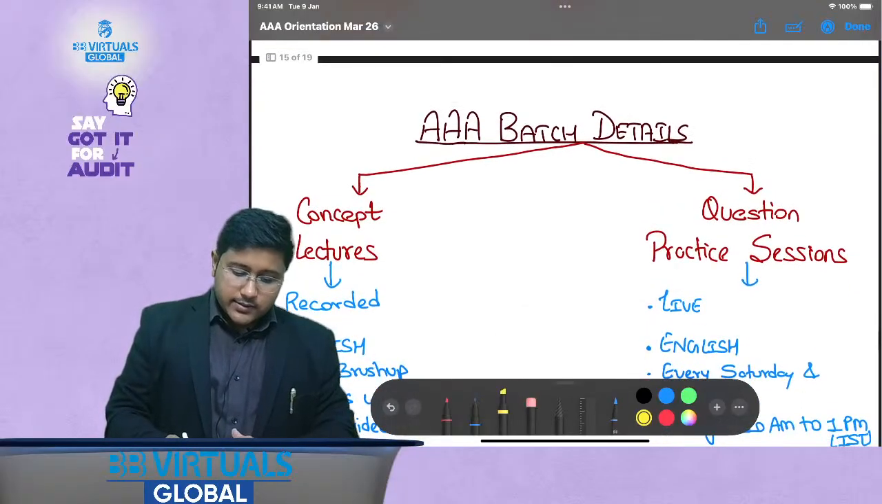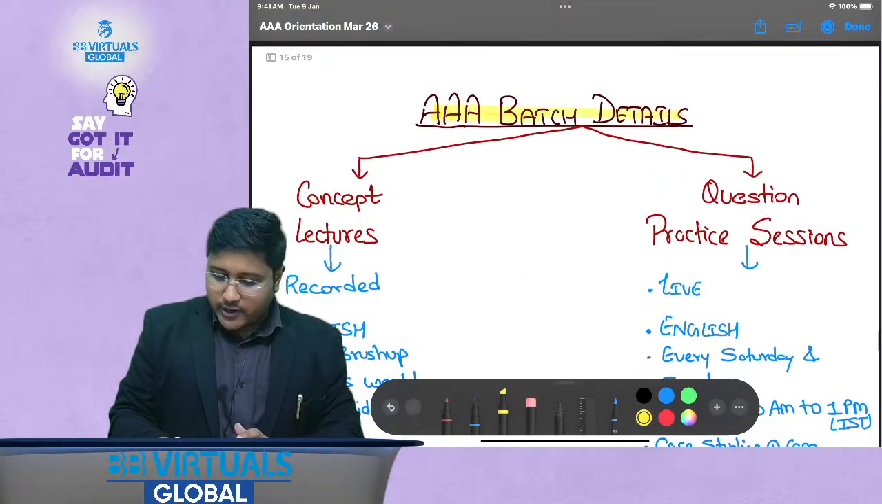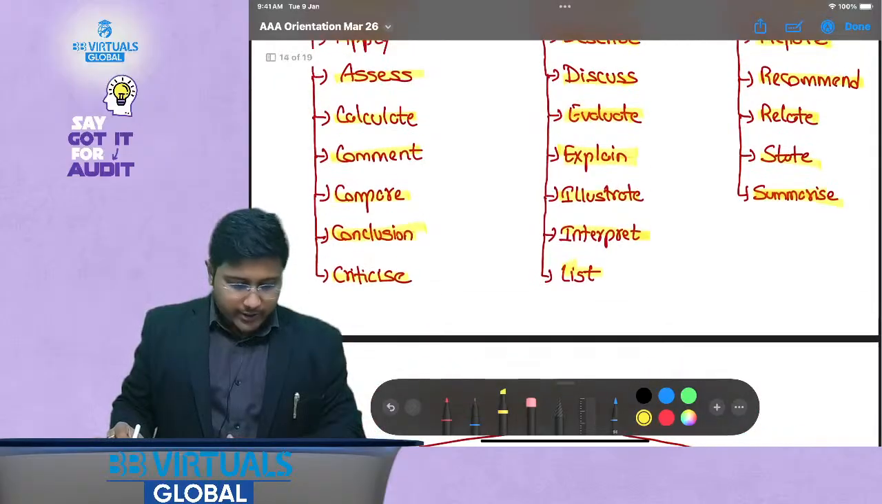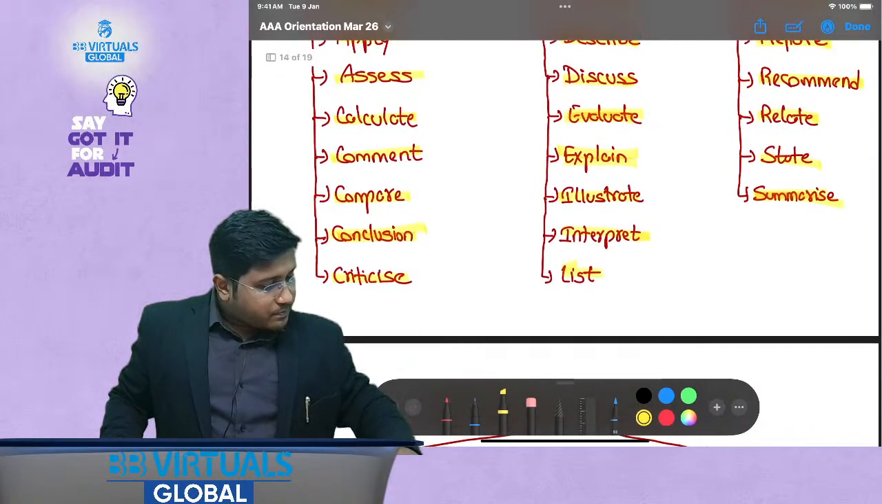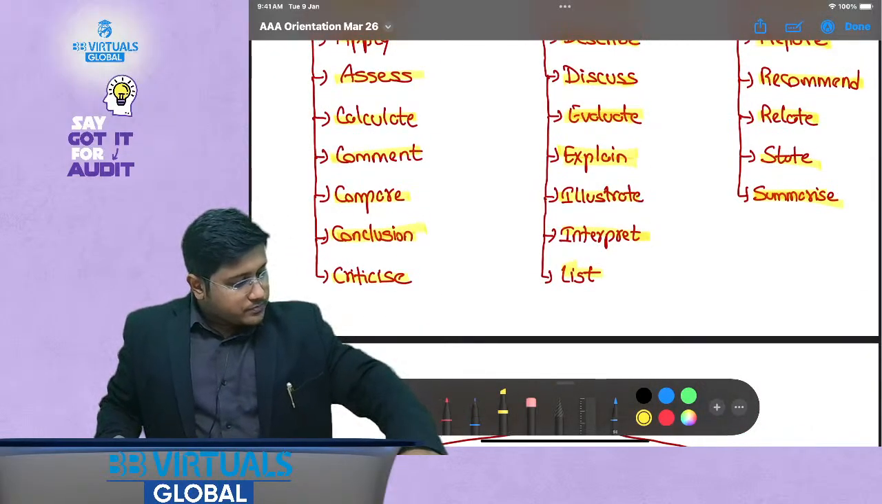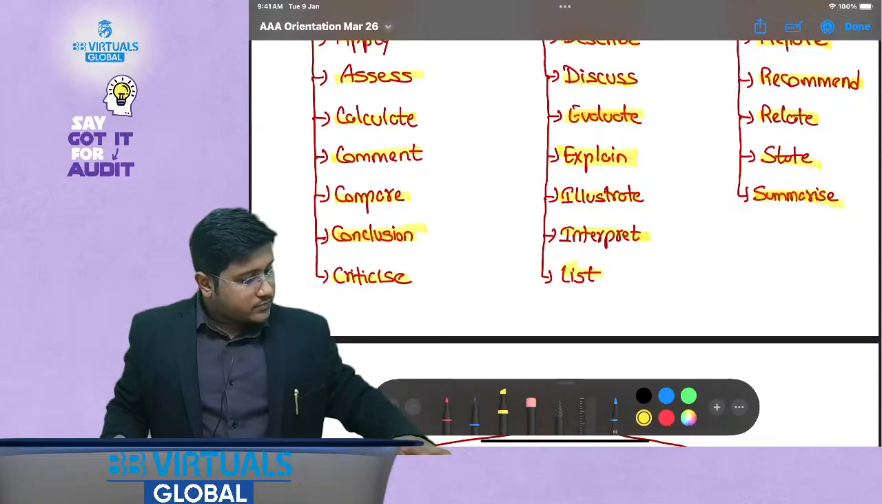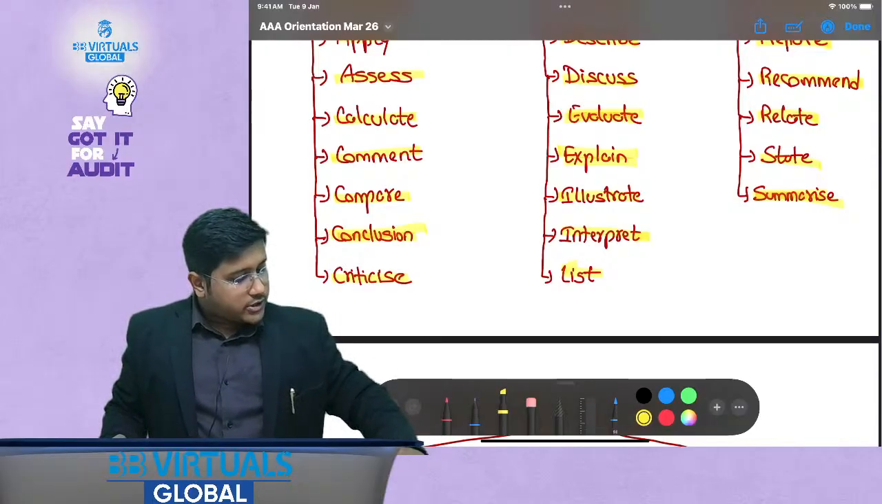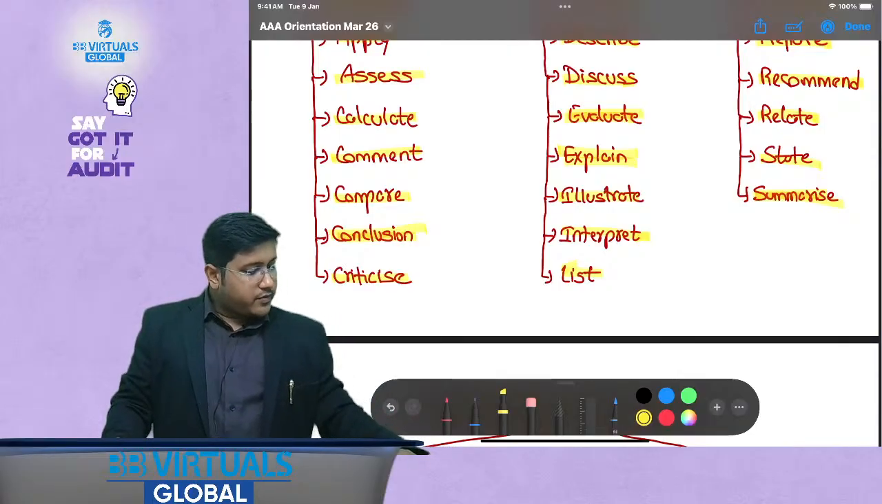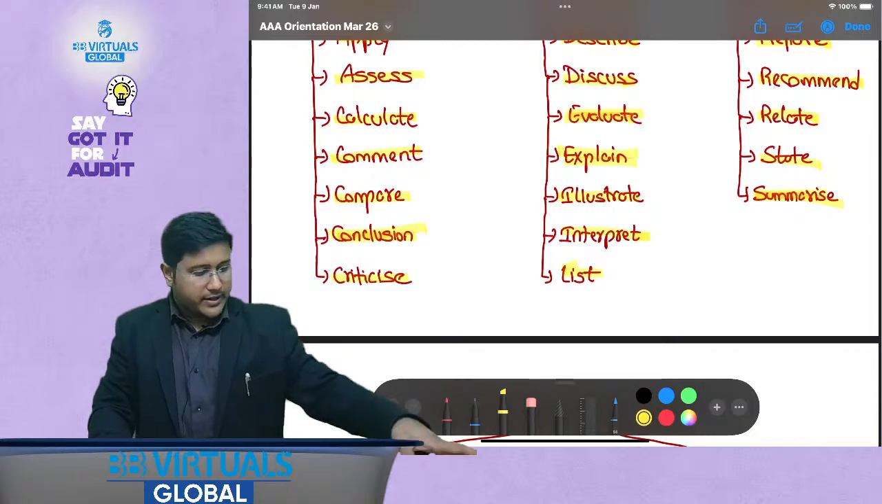Now let's discuss the batch details. But before that, if you have any questions, please feel free to let me know. If you have any questions, please feel free to let me know. Yes, if you have any questions, please feel free to let me know. Then we will be moving further to the batch details.